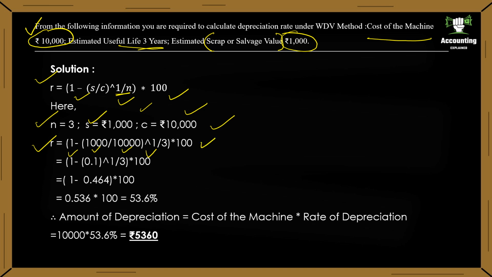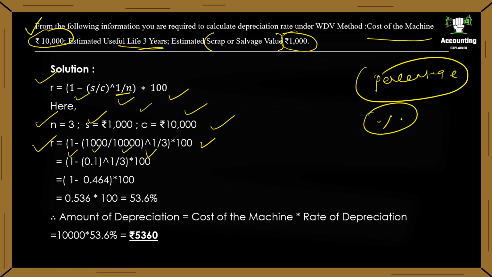Why are we multiplying by 100? Because we are going to find the rate of depreciation in percentage. The rate of depreciation will usually be only in percentage, that is why we are multiplying by 100. So 1000 by 10,000 is 0.1. 1 minus 0.1 to the power of 1 by 3, into 100. 0.1 to the power of 1 by 3 is 0.464. First we deduct 1 minus 0.464, which is 0.536, into 100.